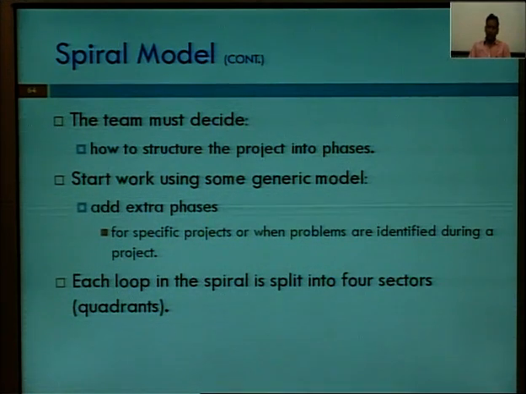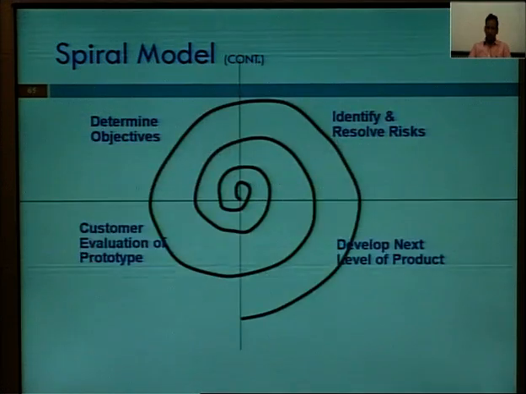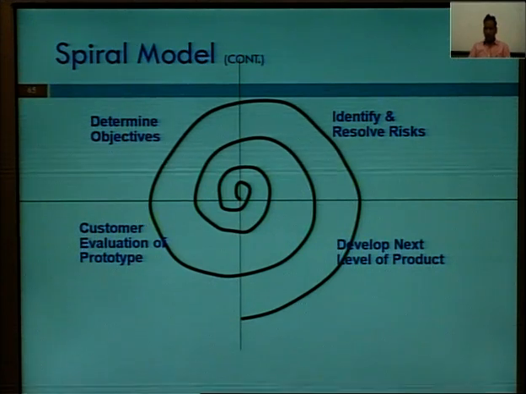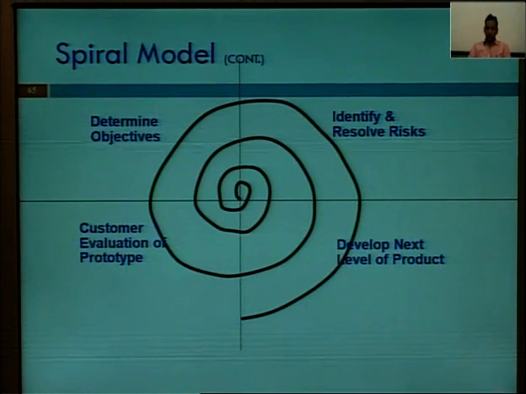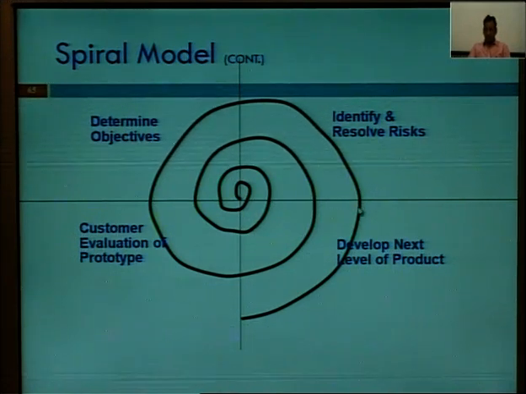Each loop in the spiral is split into 4 sectors or quadrants. The first sector is for determining the objective, the second is to identify and resolve the risk, the third is to develop the next level of the product, and the fourth is for the customer evaluation of the prototype. The innermost spiral of the system is known as feasibility, then the software requirement specification, then the design, then coding, and then the system testing, and so on. The number of loops or spirals can vary from one software to another.